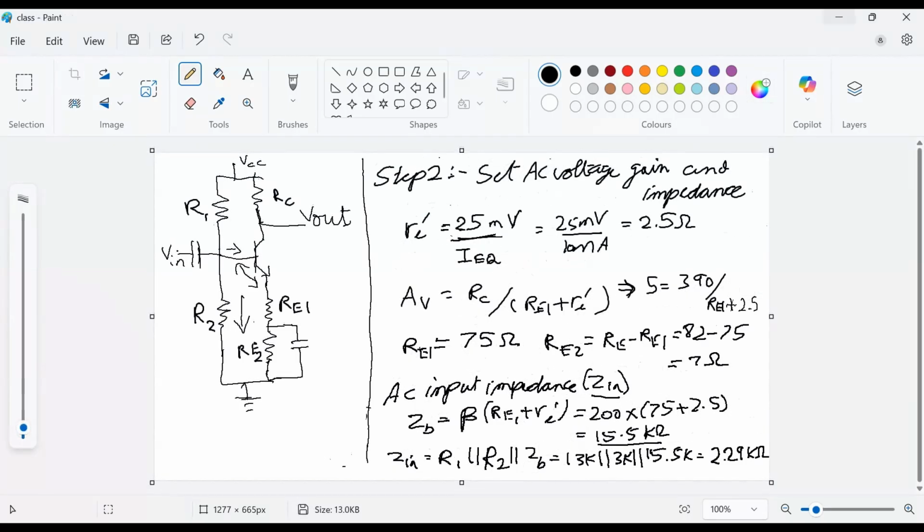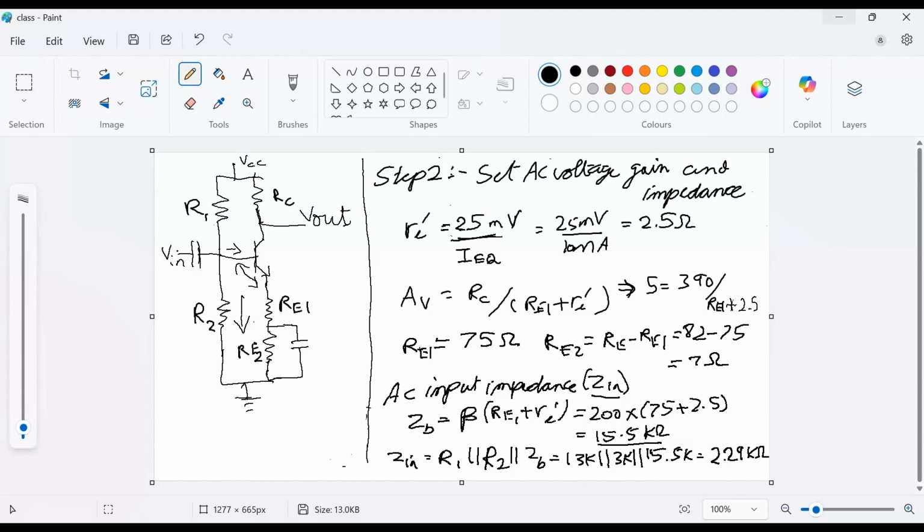So in step 2 of the CE amplifier design, we need to set the AC voltage gain and impedance. In order to do this, first we are calculating the RE dash value, which is the internal emitter resistance. It is given by the thermal voltage divided by IEQ. The thermal voltage for any device is equal to 25 millivolts at room temperature. So 25 millivolts by 10 milliamp gives 2.5 ohms, which is the emitter internal resistance.